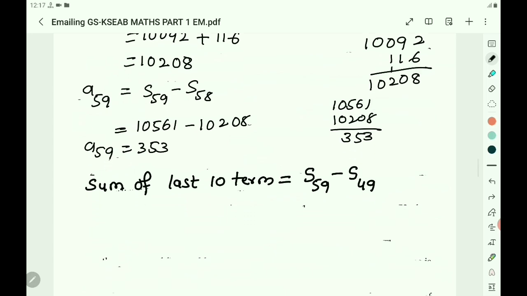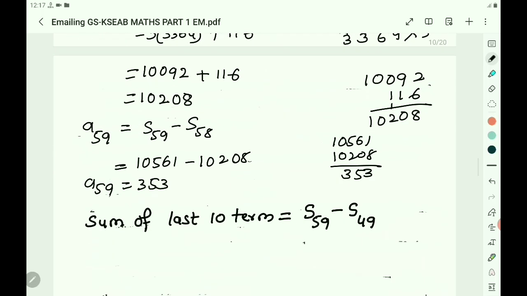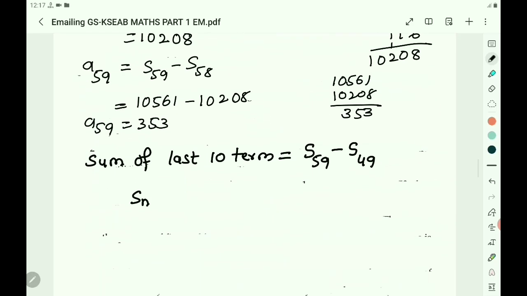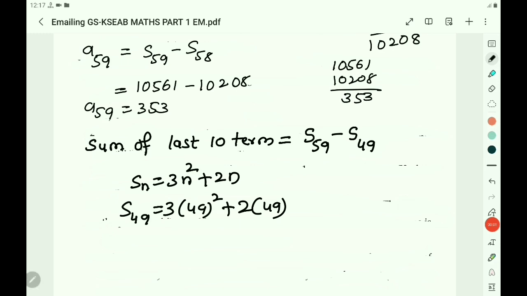Then S59 is known. Then to find S49, again you write the Sn formula. Sn is equals to what? 3n square plus 2n. S49 is required. 3 into 49 square plus 2 into 49 equals 3 into 49 into 49. 9 9s are 81. It carry 9 4s are 36 plus 8, 44.